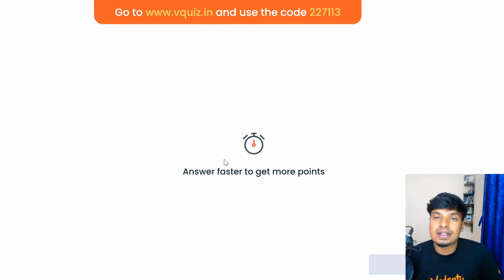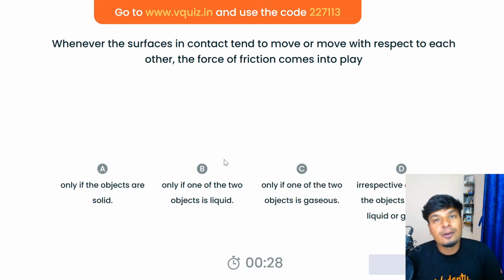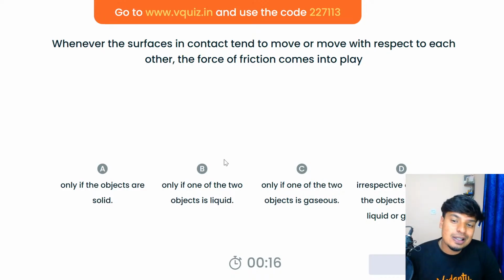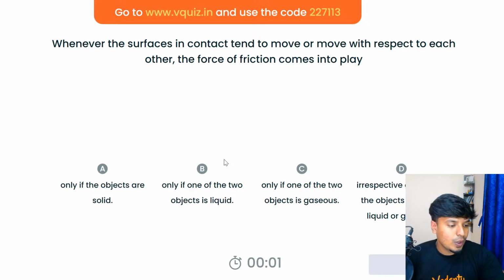Question number 4 out of 6. Whenever the surfaces in contact tend to move or move with respect to each other, the force of friction comes into play. Only if the objects are solid, only if one of the objects is liquid, only if one of the two objects is gaseous, irrespective of whether the object is solid, liquid, or gas, friction always comes into play. What is the answer? Come on, quick. Quick, let's go. Come on, guys.